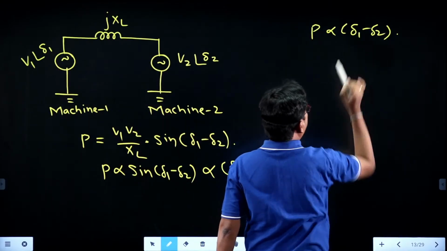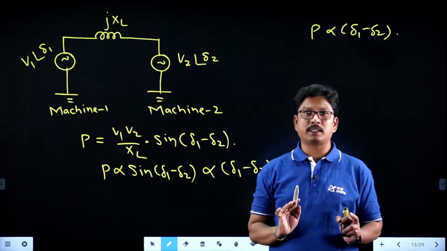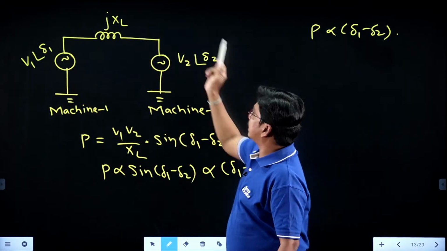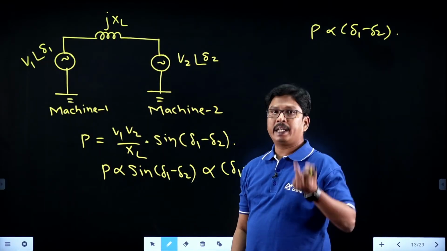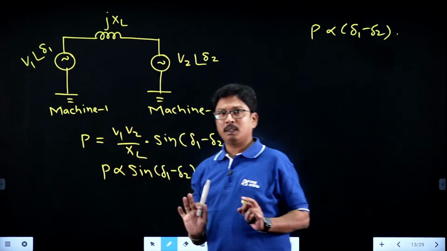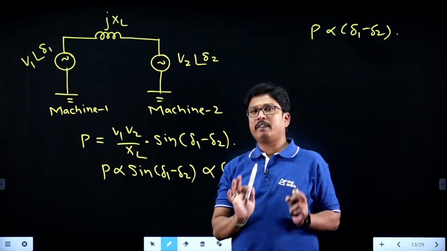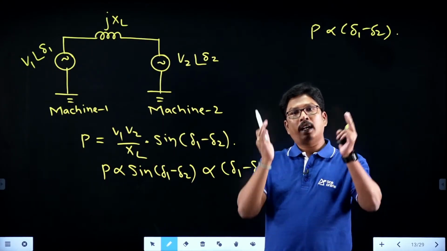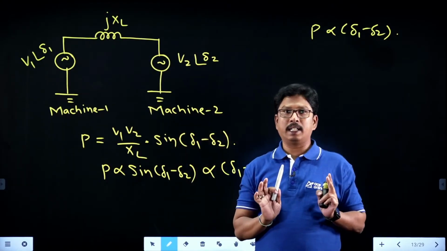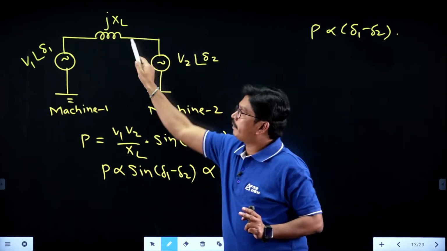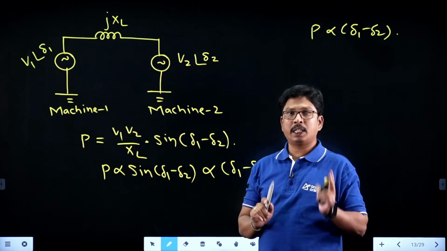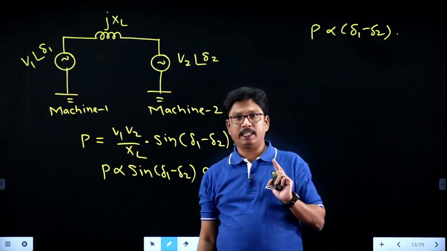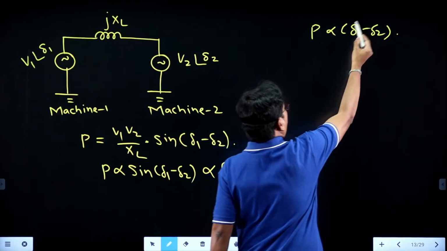Therefore, when delta 1 is greater than delta 2, the active power will become positive, so that it is flowing from bus 1 to bus 2. When delta 2 is greater than delta 1, the active power will become negative and it is flowing from machine 2 to machine 1. Clear, right? Therefore, we can give a clear-cut statement that in a reactive network, the active power always flows from the high value of delta to the low value of delta. That means the in-between reactance should be inductive reactance, then only the active power always flows from high delta to low delta.